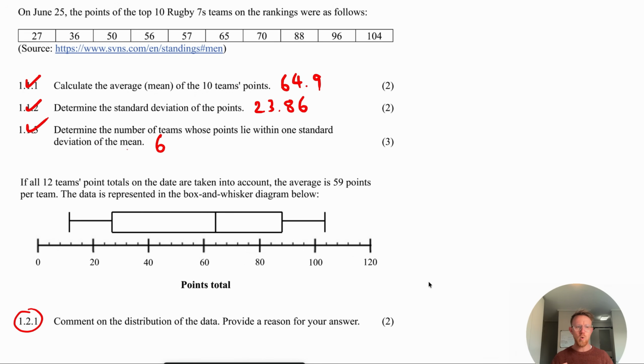Okay, so let's quickly talk a little bit about this whole skew to the left and skew to the right. So let's imagine that we have, let's look at some data on the left.